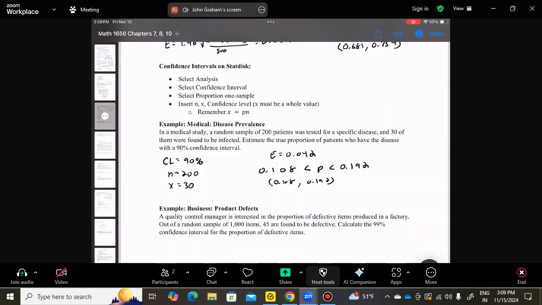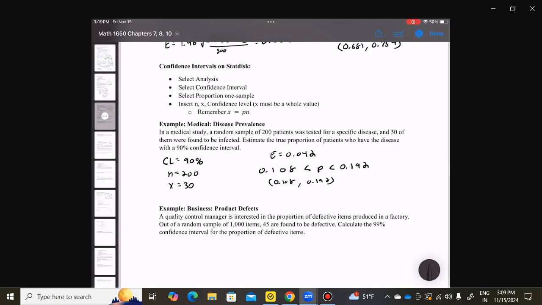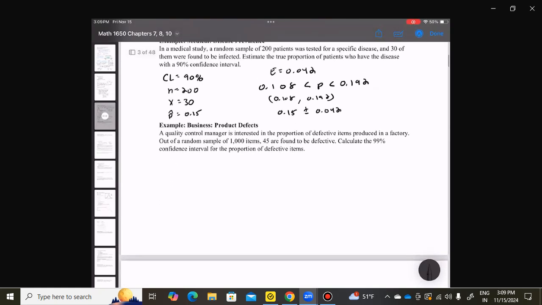So that's your interval. Or the last way of writing it is using the margin of error. We have to find p hat. We didn't find that. 30 over 200 is 0.15. So we can say 0.15 plus or minus 0.042. Alright, so StatDisk is very easy to use if you just know what information to put in. So we'll do another one.